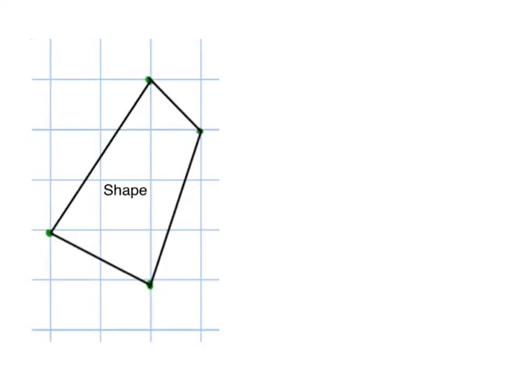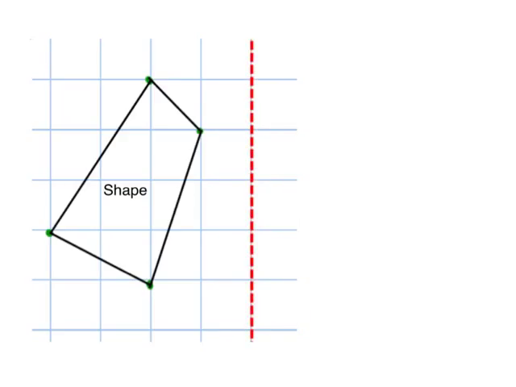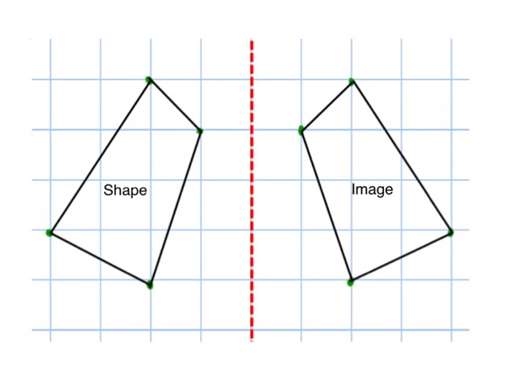So here we see our original shape, which in this case is a quadrilateral. So to begin with, before we do our reflection, we need to have a line of reflection. So the line of reflection can be just about anywhere. Our line of reflection here happens to be 1 square to the right of the point or the vertex of our quadrilateral that is furthest to the right. So let's take a look at what the reflected image would look like. So here is the reflected image.